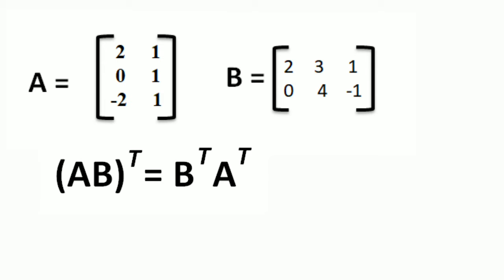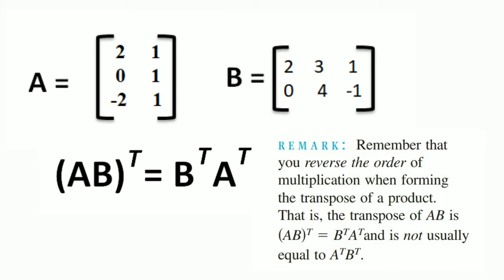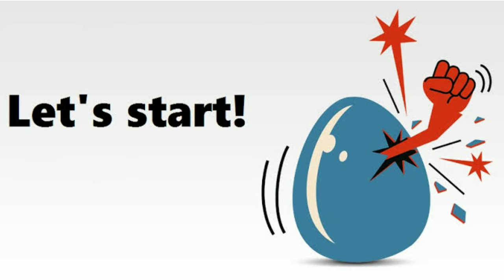A little bit of info on why it's written as B transpose A transpose, not A transpose B transpose. Because in chapter 2 remarks, it says, remember that you reverse the order of multiplication when forming the transpose of a product. The transpose of AB is equal to B transpose A transpose, and is not usually equal to A transpose B transpose.